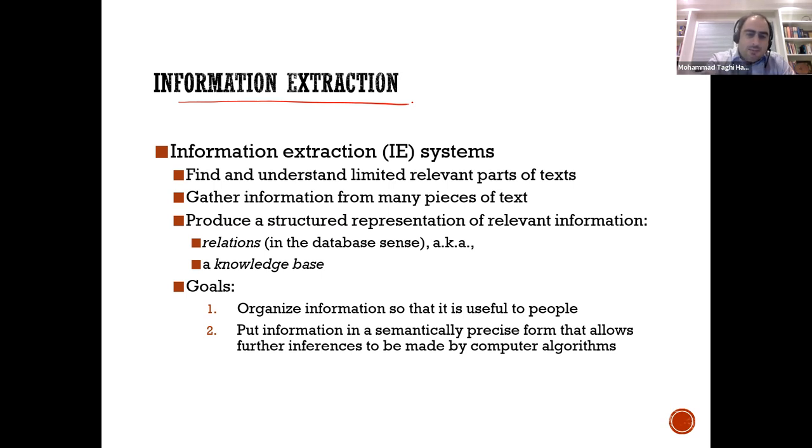What can that be? One important thing is relations in the database sense. So from this, you try to create some tables in some sense, or some knowledge base. The main goal is that from this data, we try to get some information which is useful for people. And at the same time, we can put this information in some form, for example, in some kinds of relations, so that we can have further inferences generally made by computers. So it is useful both for people and for computers.